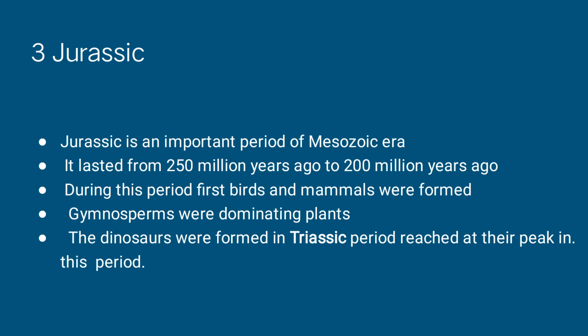Jurassic. Jurassic is an important period of Mesozoic era. It lasted from 250 million years ago to 200 million years ago. During this period, the first birds and mammals were formed. Gymnosperms were the dominating plants. The dinosaurs, formed in the Triassic period, reached their peak in this period.